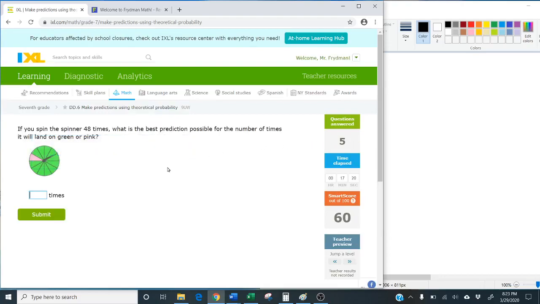Okay, again, it's the same type of problem. I'll do this one and see if there are any different ones here. You spin the spinner 48 times. Okay, so you have a lot of free time on your hands. Just sitting at home spinning spinners all day. What is the best prediction possible for the number of times it will land on green or pink? Okay here. So this one is a little bit different.